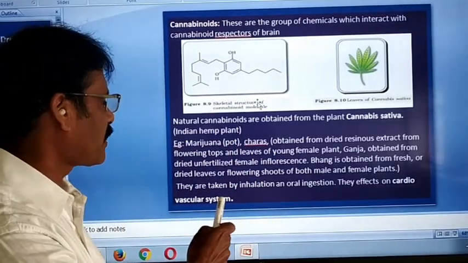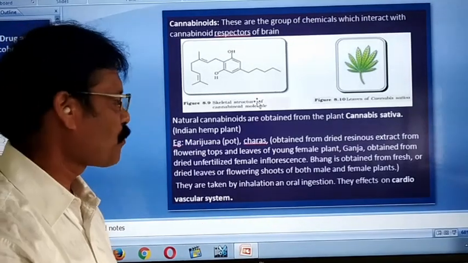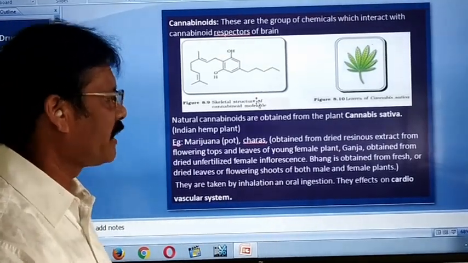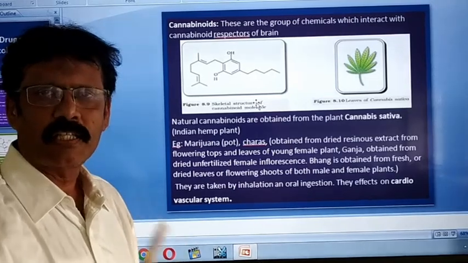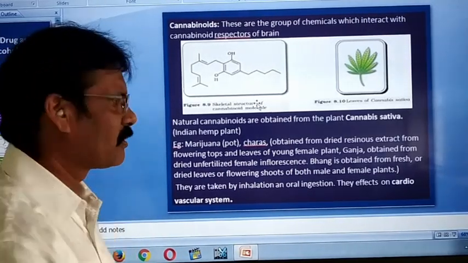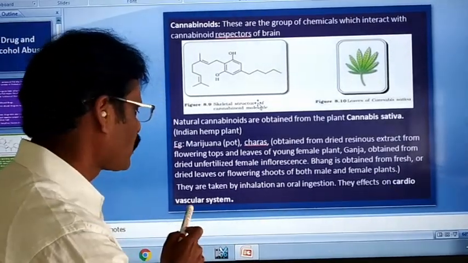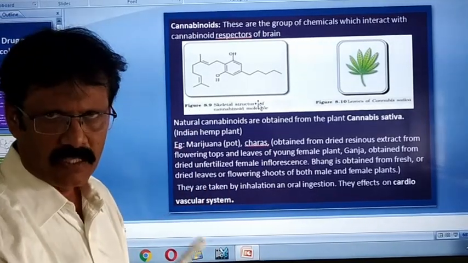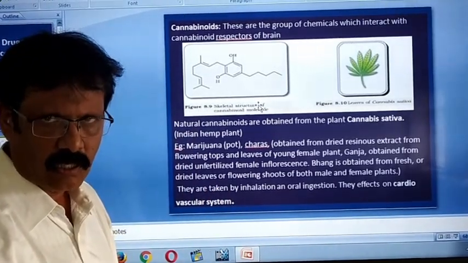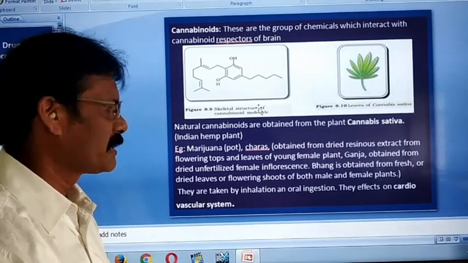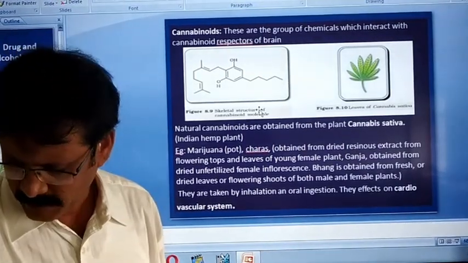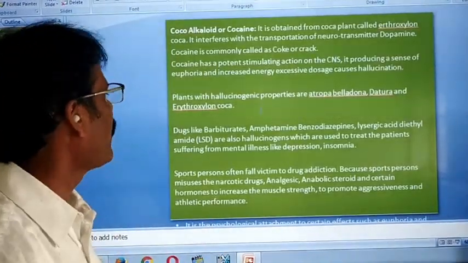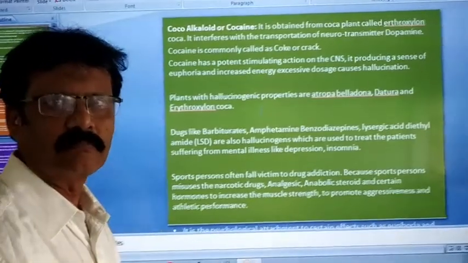Cannabinoids are taken by inhalation or oral ingestion. Cannabinoids affect the cardiovascular system.